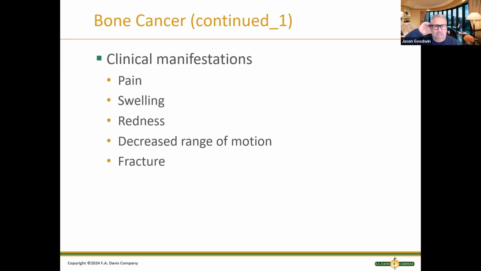You're going to see pain, swelling, redness, decreased range of motion, fracture. All of these things will sometimes be overlooked in the assessment. And so those are all things that will potentially delay the diagnosis.